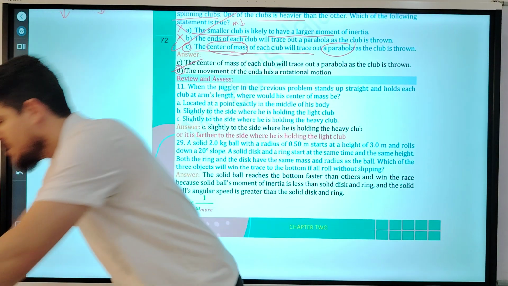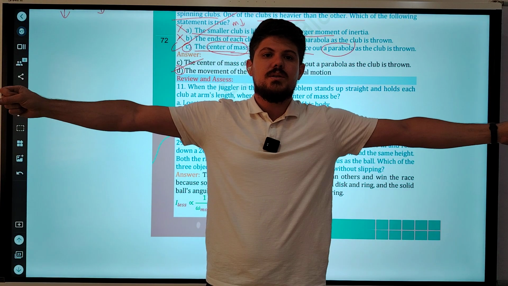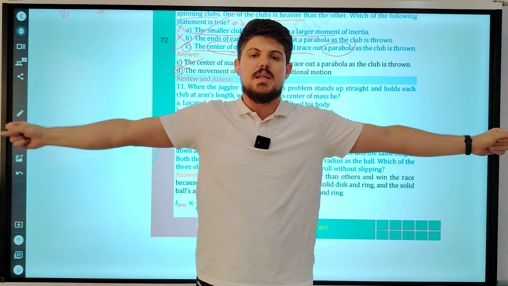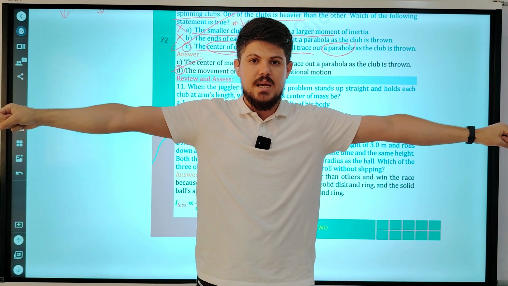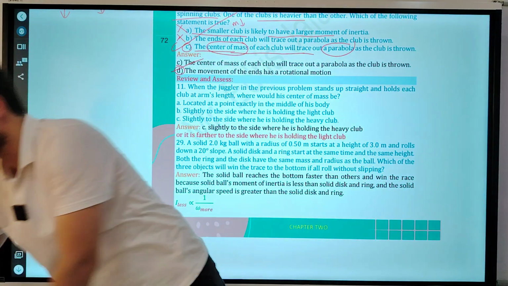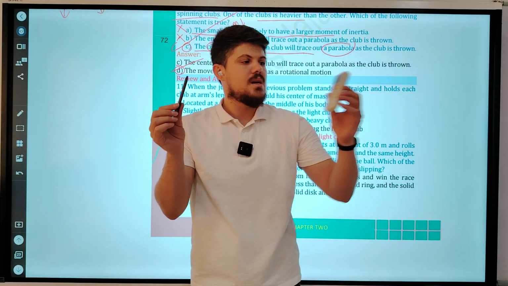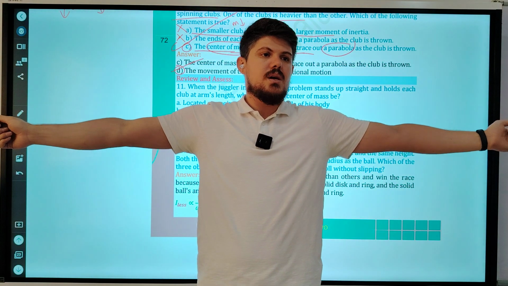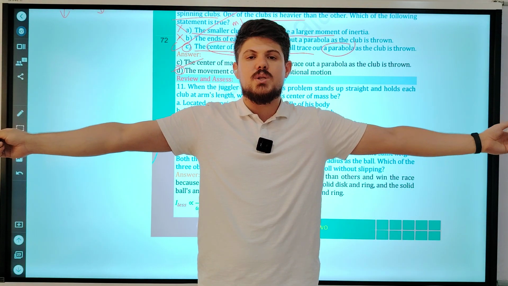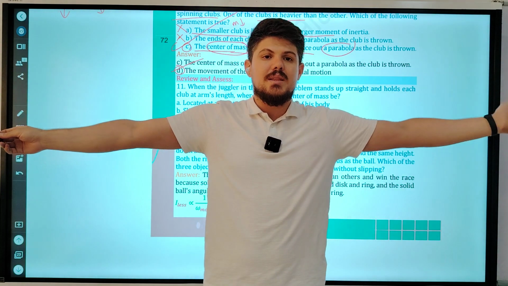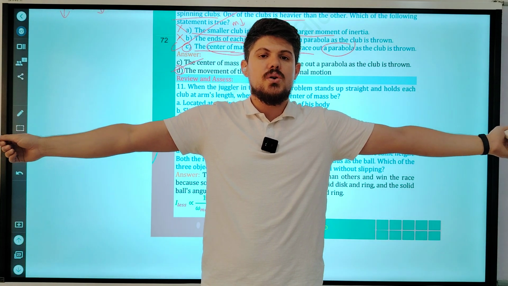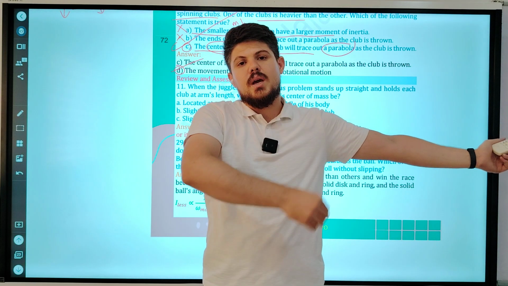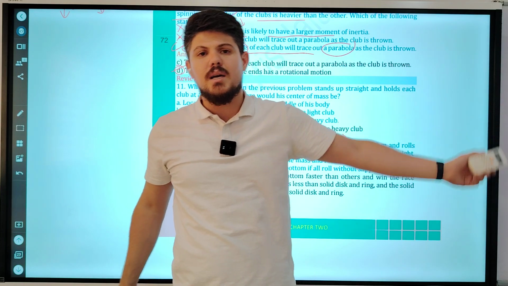Without clubs, where is my axis of rotation, my center of mass? The center of mass for my body is located at the middle. But if I hold two clubs with different masses, a heavier club and a lighter club, where is the location of my axis of rotation? Near the heavier side or near the lighter side? Absolutely, it is located near the heavier side.